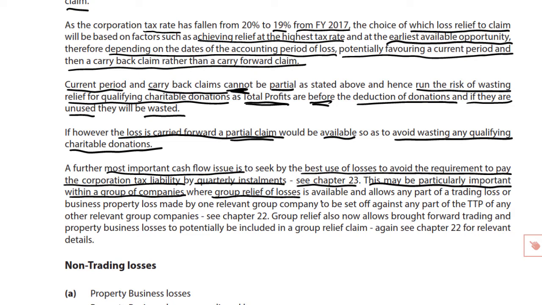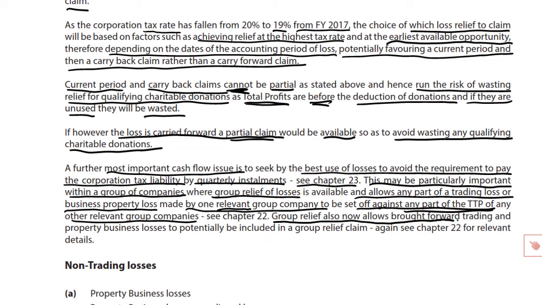What does it do? As we've said, it allows any part of a trading loss, or indeed, don't worry about it at the moment, a property business loss made by one relevant group company, which we will define in Chapter 22, to be set off against any part of the TTP of any other relevant group company. Group relief also now allows brought forward trading and property business losses to potentially be included in a group relief claim. Don't even go there. Don't worry about that now. That awaits us in Chapter 22.